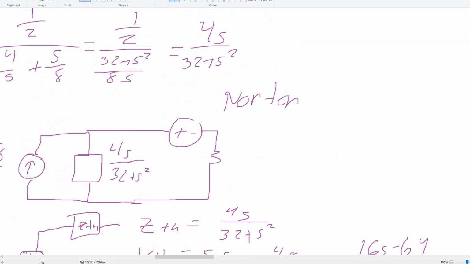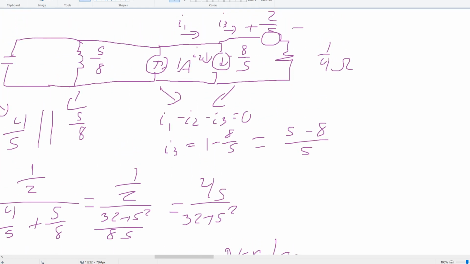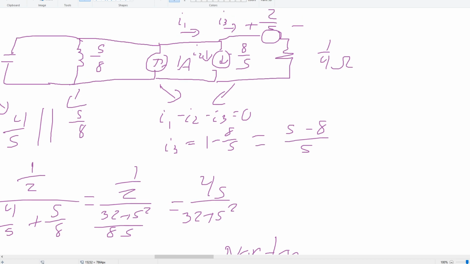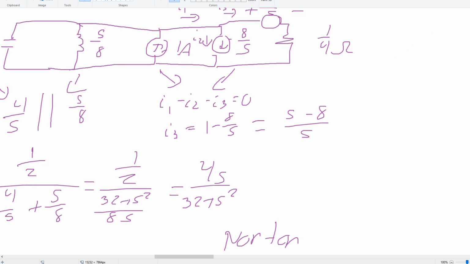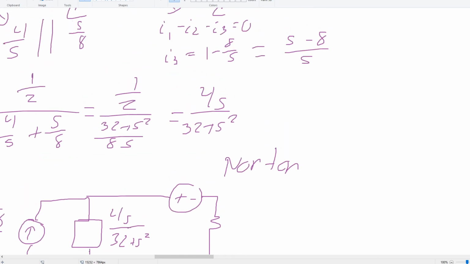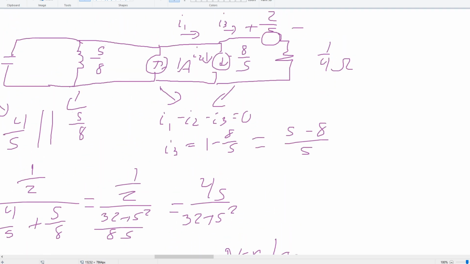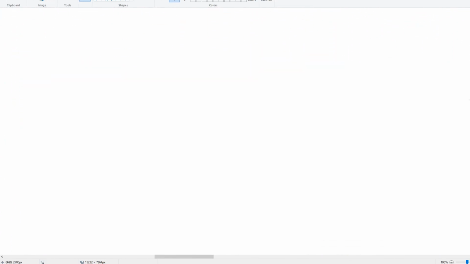You have Norton to Thevenin, right? That's the source transformation. This I1, I2, and I3, that's just KCL. Parallel. All you have to do is just know how to take the Laplace of this. Okay, just remember how to do Laplace. But okay.